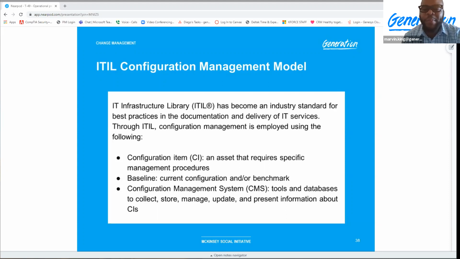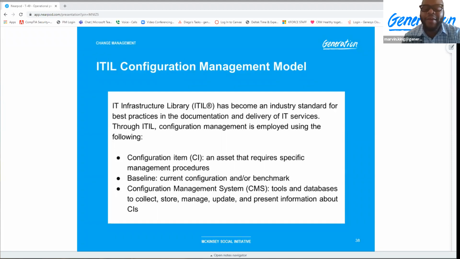ITIL configuration management model. ITIL, which is IT Infrastructure Library, is a standard that's used in the industry for documentation and delivery of IT services. Believe it or not, ITIL has a certification as well, just FYI. Through ITIL, configuration management is employed using the following: a CI, which is a configuration item. That's an asset that requires specific management procedures. So it can be a certain system, a certain entity. It has its own requirements. Everything is set up for just that particular item.